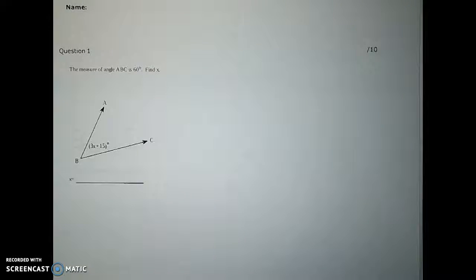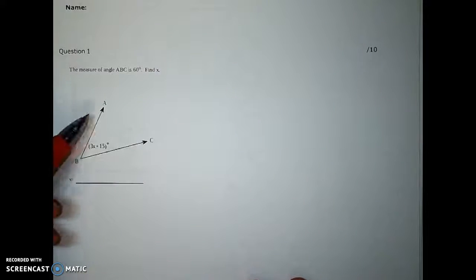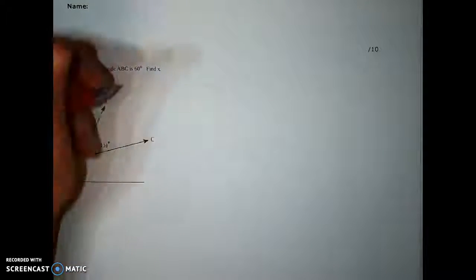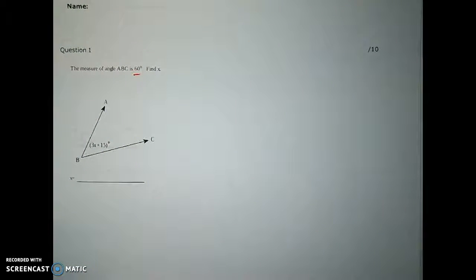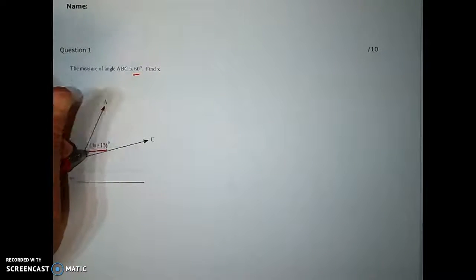We are going to go through the problems from the topic 19 and 25 skills test. So the first question says the measure of angle ABC is 60 degrees. Find x. So we see two things to be true about the angle ABC. We see that the measure of the angle is 60 degrees, and we also see that the measure of the angle is 3x plus 15.